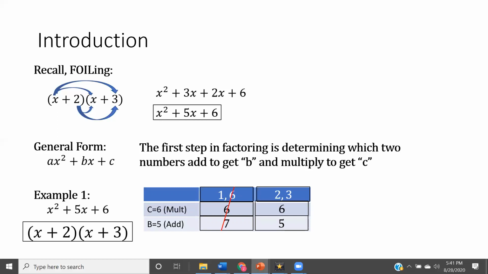And so to factor this, we take the 2 parentheses, like we saw in factor by grouping. The first term in each parentheses is going to be x. The second term in each parentheses is going to be the numbers that we found to multiply to c. So in this case, it's a positive 2 and a positive 3. If we have a negative number, let's say negative 3 was one of our factors, then it would be x minus 3 as opposed to positive 3.